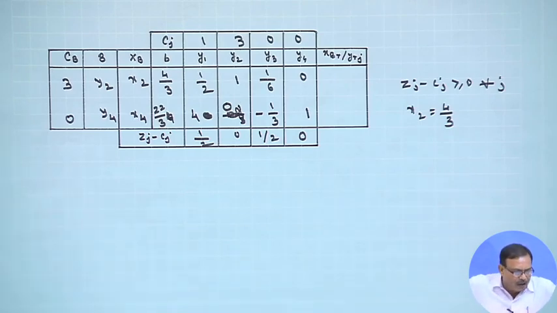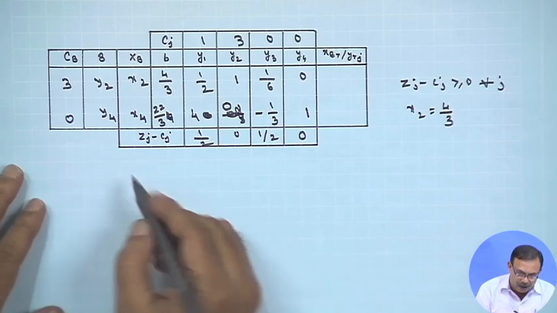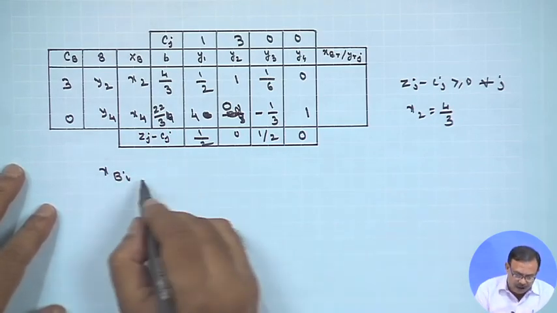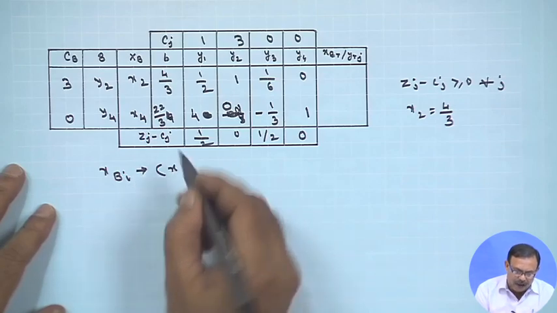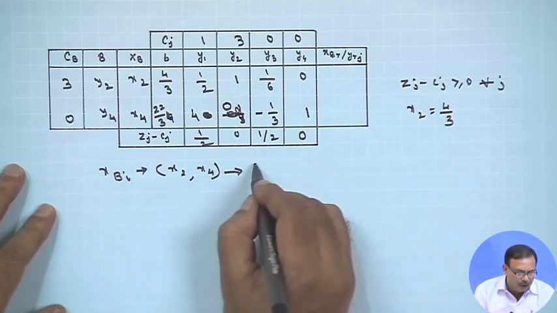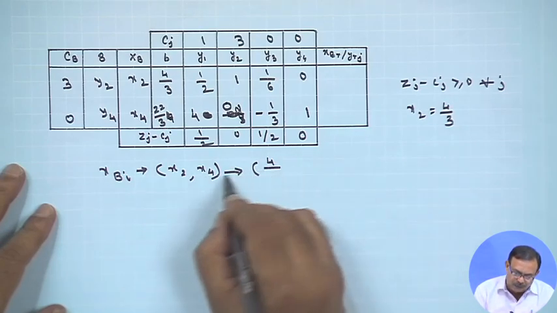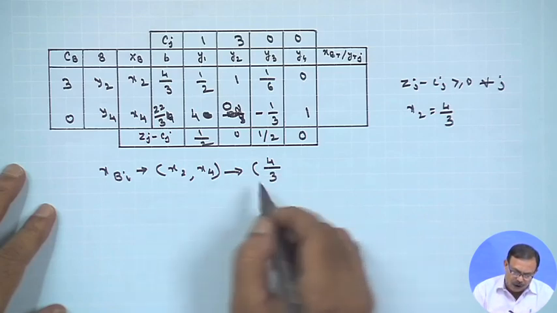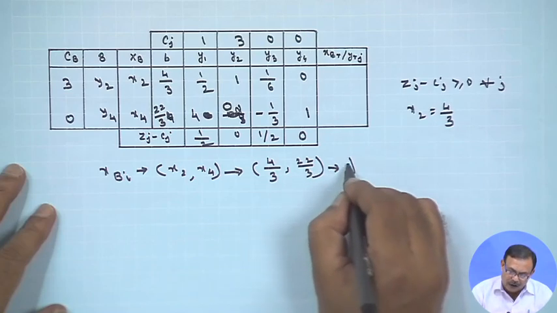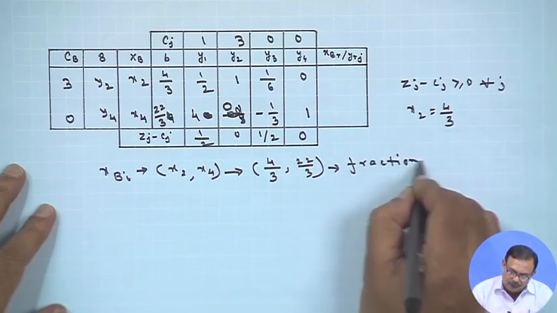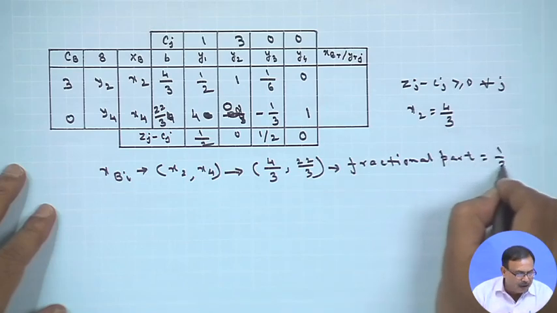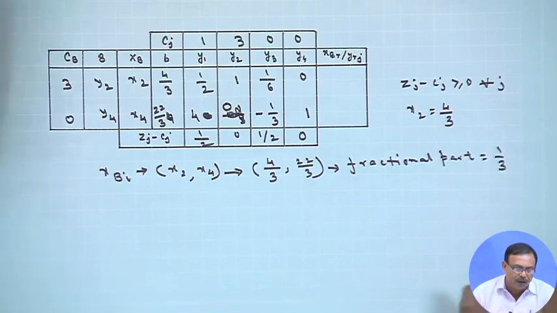So, what we are finding here is the fractional part of xbi, that means here it is x2 and x4. Fractional part of xbi is which one? The value of x2 is 4 by 3 and x4 is 22 by 3. So, from here the fractional part is equal to 1 by 3. The fractional part is 1 by 3.